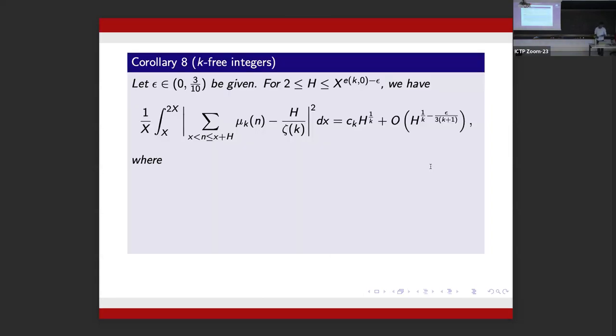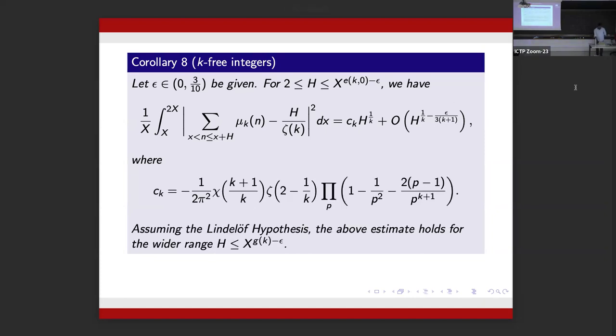Another corollary, or another application, is in the case of k-free numbers. Here, if you take epsilon belonging to 0 to 3 over 10. In the case of squarefree numbers, it was 0 to 1 over 100. We just replace it and generalize the result with this epsilon and 2 less than h less than some exponent of x, and we have this asymptotic formula for the k-free variance. Obviously it has a power saving of epsilon over 3 times k plus 1. This constant here is a bit complicated, but you just remember it is some constant depending upon k.